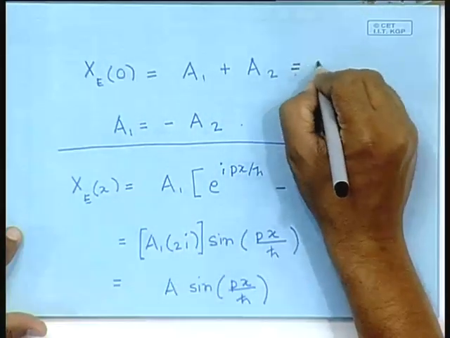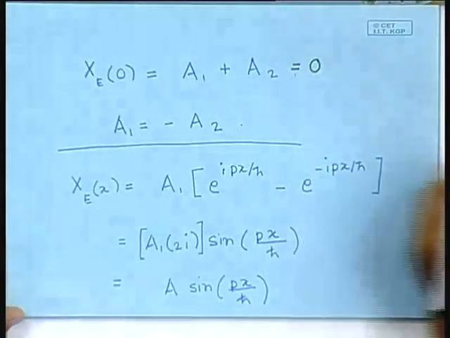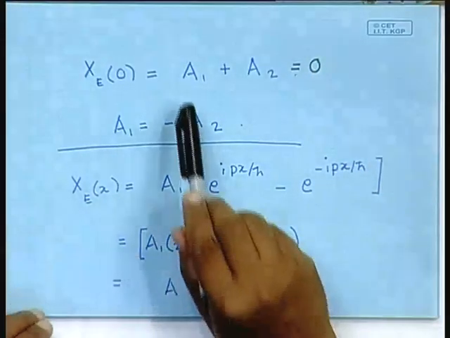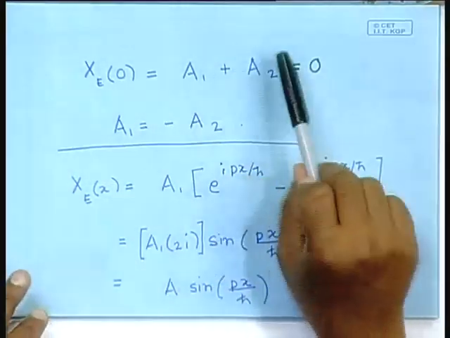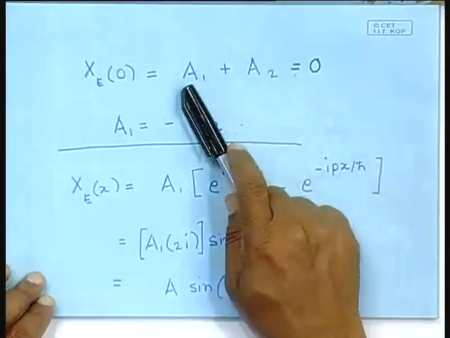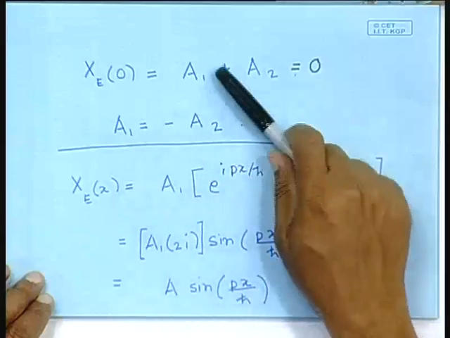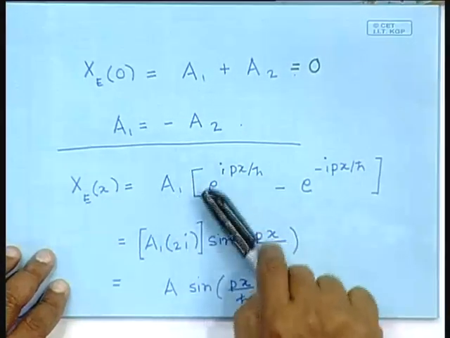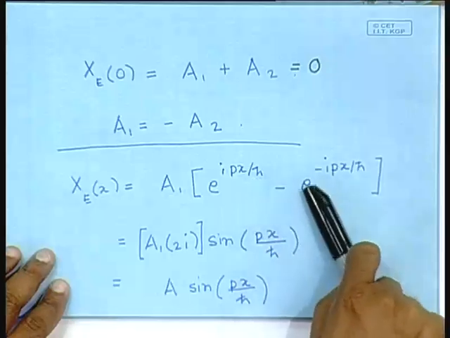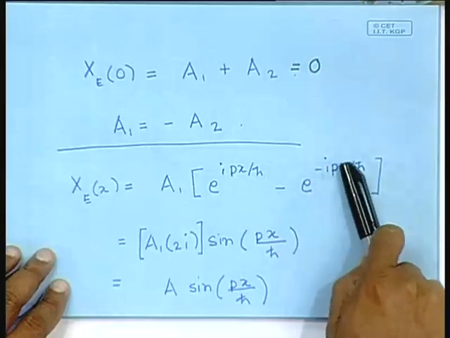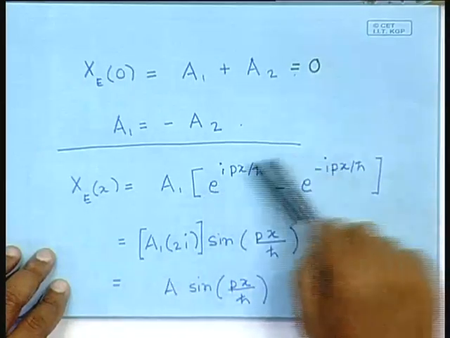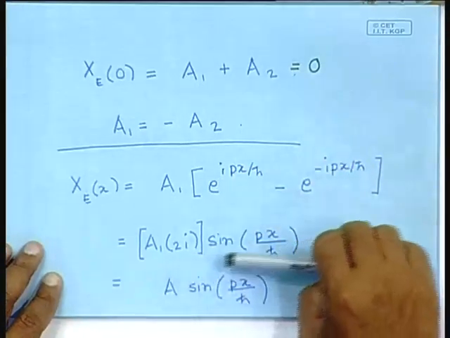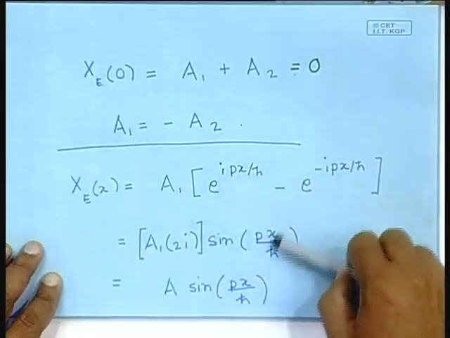That is the boundary condition on the left boundary x equal to 0, and it tells us that these two constants a1 and a2 should be equal and opposite, equal in magnitude and opposite in sign. So, a1 is minus a2. So, I can now write the spatial dependence as a1 e to the power i px by h cross minus e to the power minus i px by h cross, and when I subtract them, I get 2i into sine px by h cross.